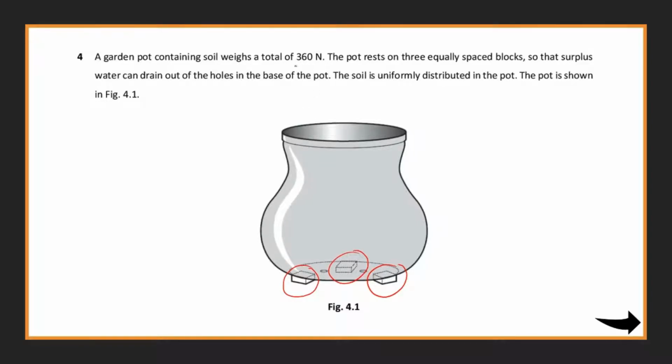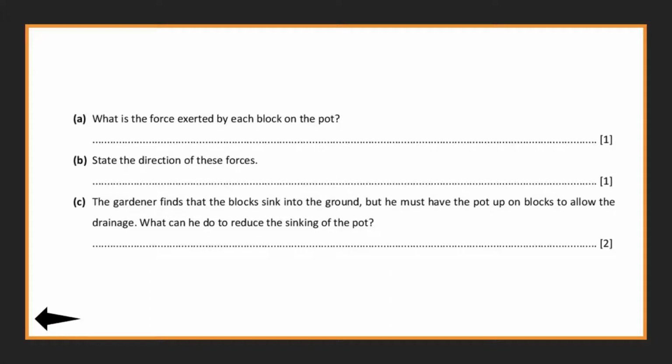The total weight of the pot and the soil inside it is 360 Newton. So, the force exerted by each block on the pot is equal to 360 divided by 3 because there are 3 blocks supporting the pot. So the force on each block is 120 Newton.